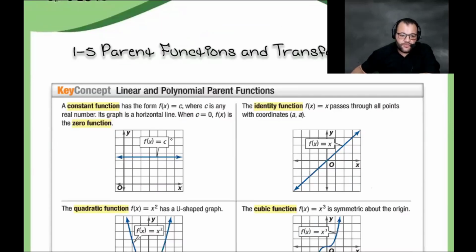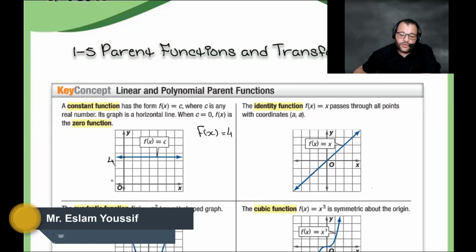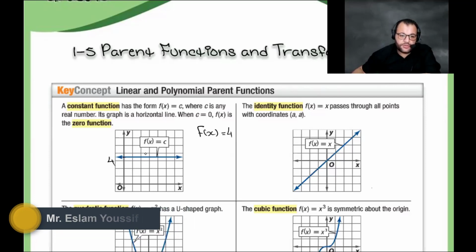What is the meaning of the constant function? f of x equals c, where c is any number. So I can say that f of x equals 4. What is the meaning of f of x equals c? It's represented by a line parallel to the x-axis that intersects the y-axis at the point c. So when I say f of x equals 4, it's represented by a line parallel to x that intersects y at number 4. The y-intercept now will be 4. Any problem for the constant function?